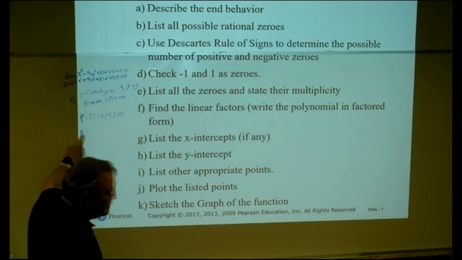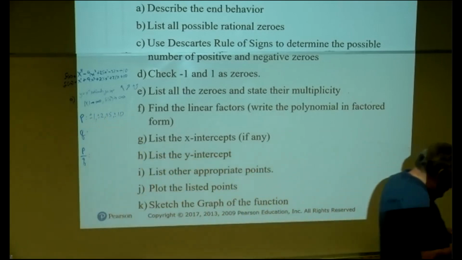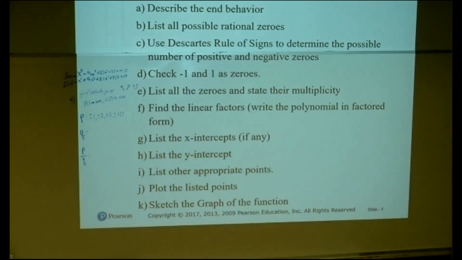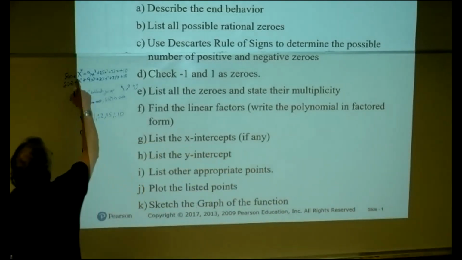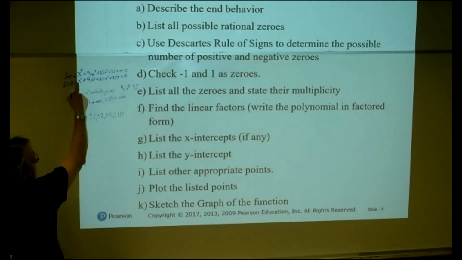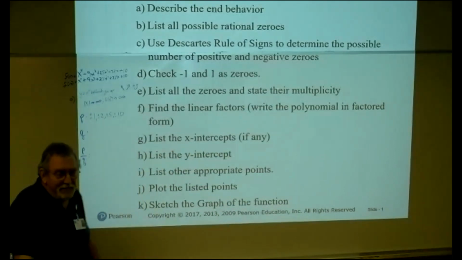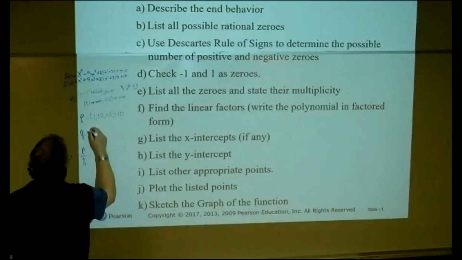What are my Q values based on? Where do I get my Q values from? The leading coefficient. And the leading coefficient is 1. So what are the factors of 1? That's the easiest. Plus or minus 1. Thank you.